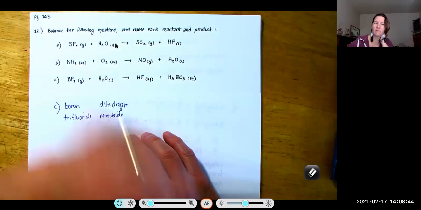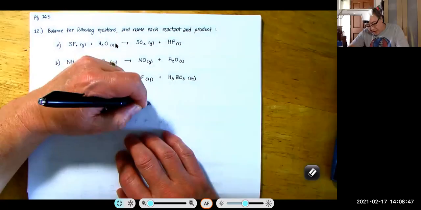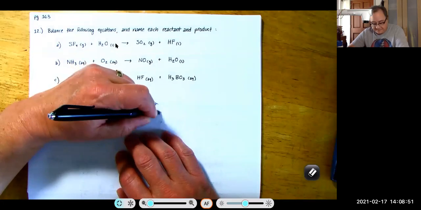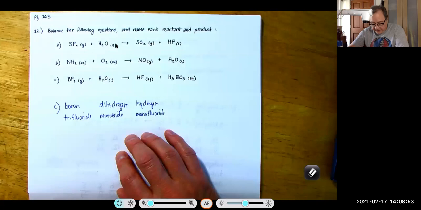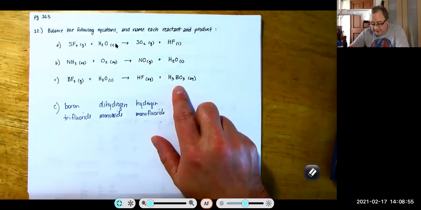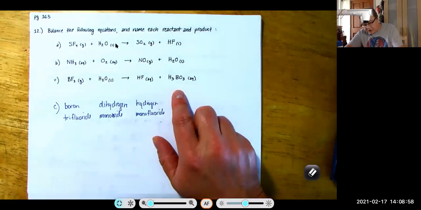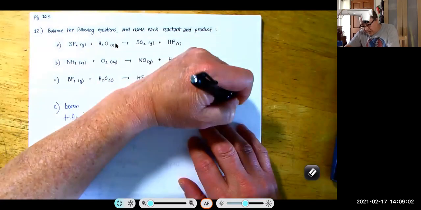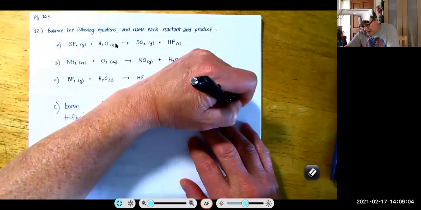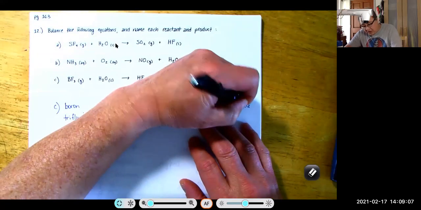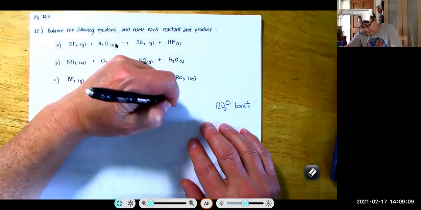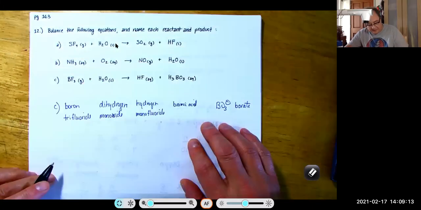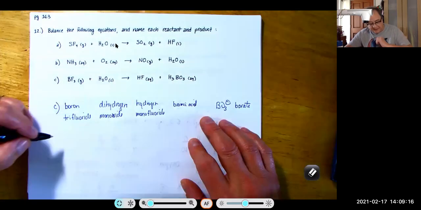Hydrogen fluoride. Monofluoride. Always use a prefix on the second element. Now this one is hard to name unless you recognize that this is the borate ion. So this would be called bromic acid. But that one I wouldn't expect you to be able to name. Let's balance it.